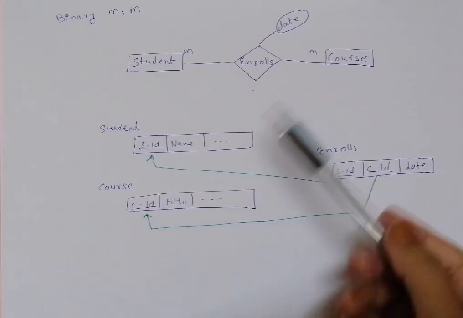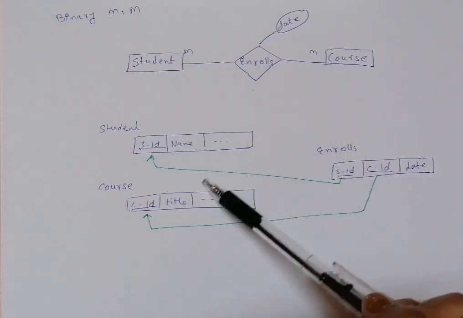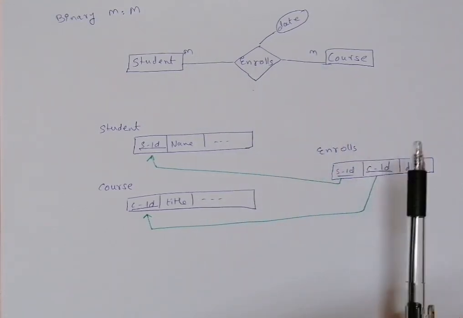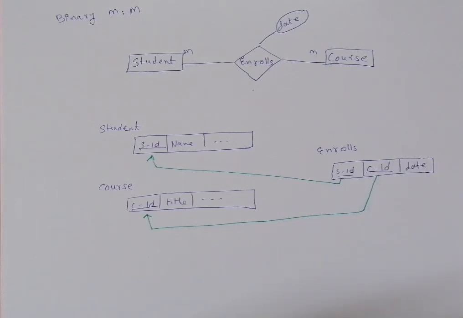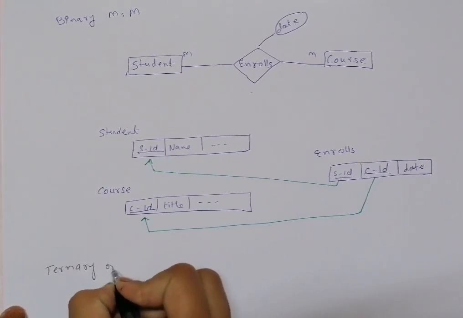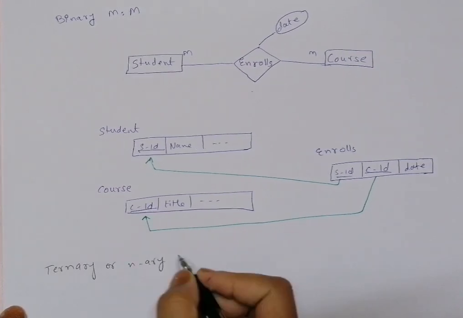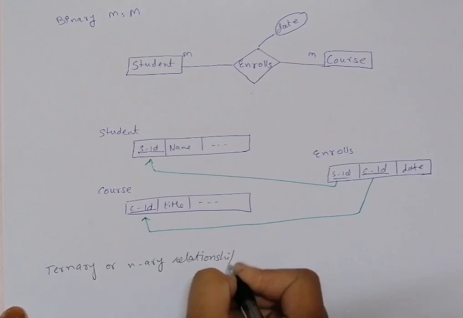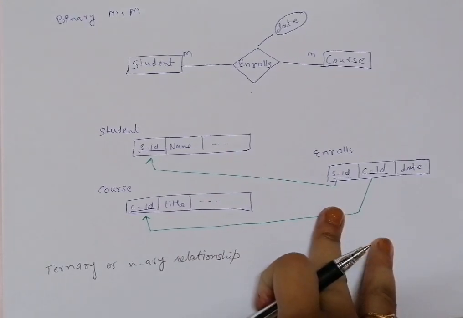We create the simple tables or relations of the entities, and in order to model the relationship for many to many, we create another table. Okay, so this was all about binary: one-to-one, one-to-many, and many-to-many. Whenever we move to some other degree, like let's say ternary or any n-ary relationship, we always follow the same strategy.